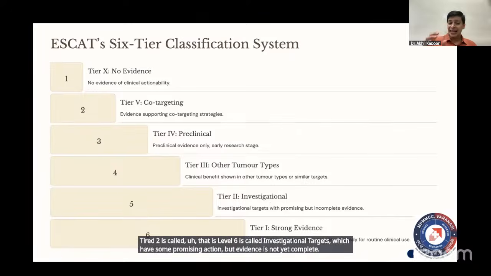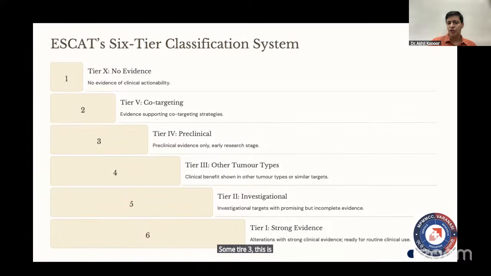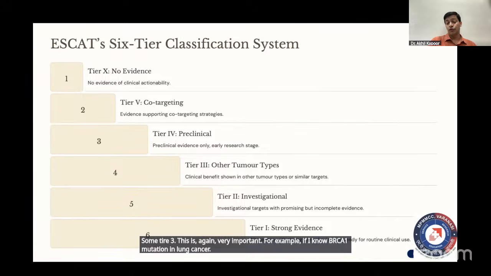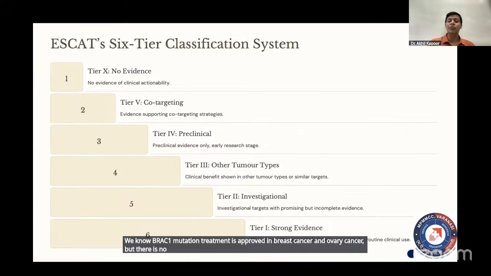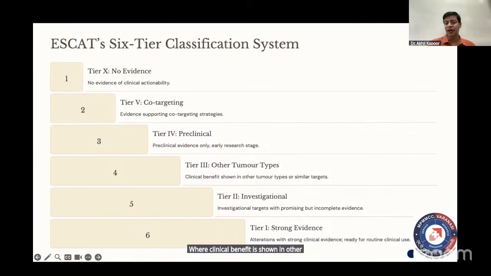Some tier 3, this is again very important. For example, if I know BRCA1 mutation in lung cancer, we know BRCA1 mutation treatment is approved in breast cancer and ovary cancer, but there is no BRCA1 treatment approved in lung cancer. So this is called tier 3 mutation, where clinical benefit is shown in other tumor types or similar targets, but the drug is not specifically approved in that cancer.